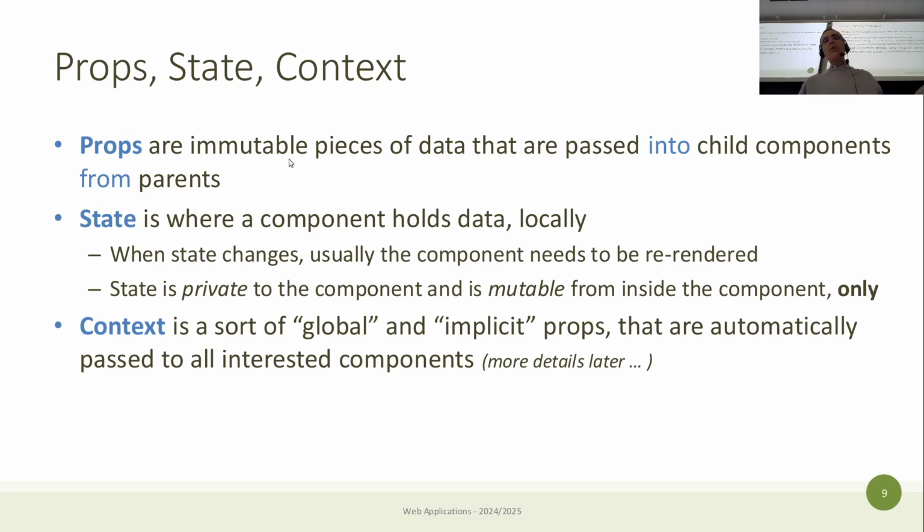The rest is props, which indeed are immutable pieces of data, but we just receive props. We cannot do anything with props. And context, just to give you an idea, because I introduced it, it's a sort of global props that we can pass without passing attributes at each level of the tree. Okay, but more details later in the course. Remember that the state is private to the component. Okay, and it can be changed, so it's mutable, only from inside the component. So I need to call the function inside the component that defines the state. Okay?